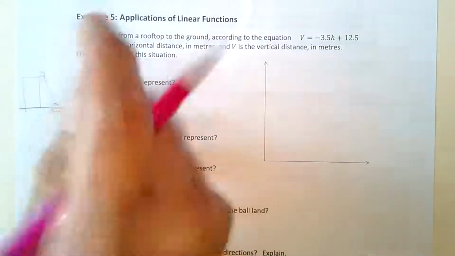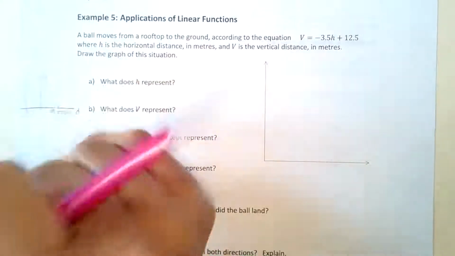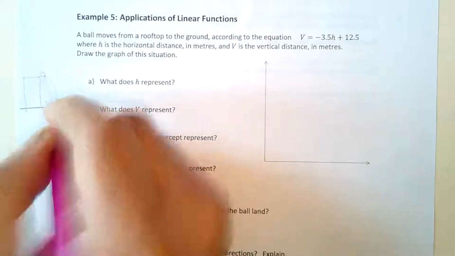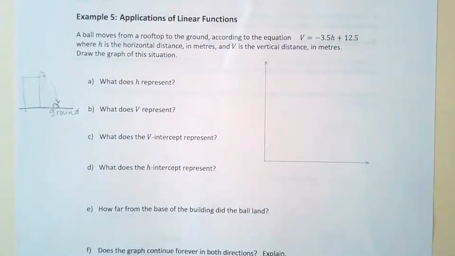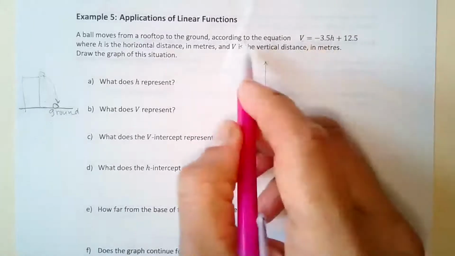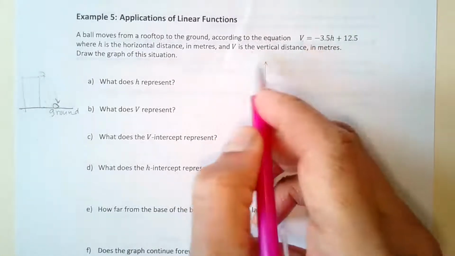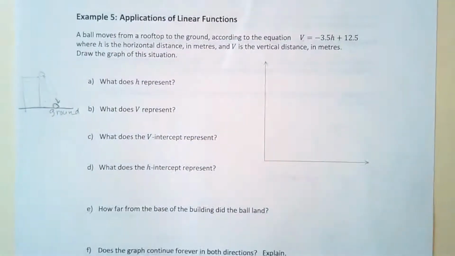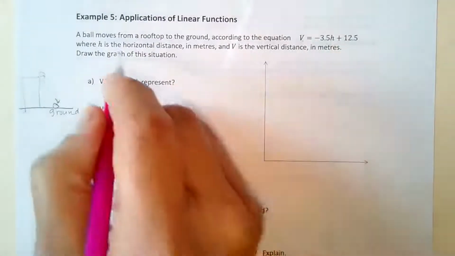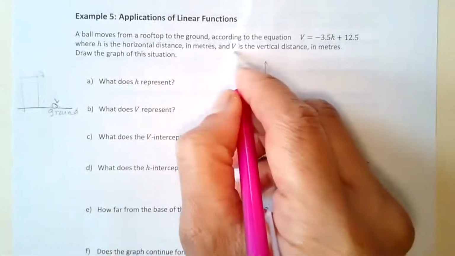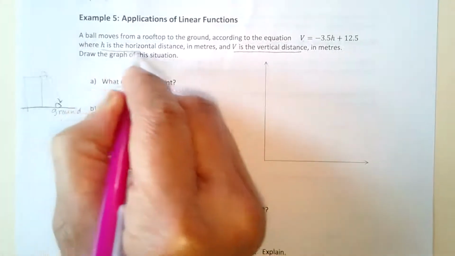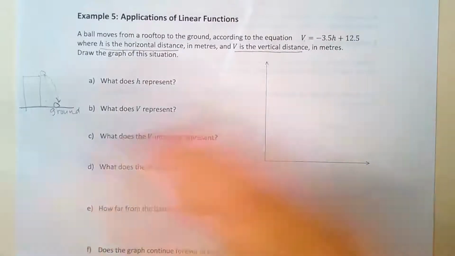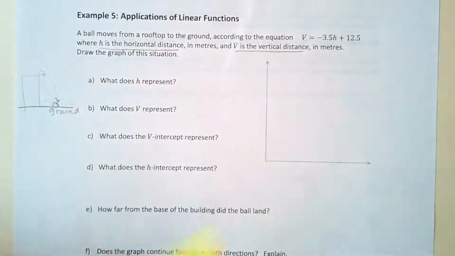Now it doesn't go in a straight line. In reality, it goes into a curve, for those of you into physics. But here is your equation. V stands for the vertical distance, which is the height of it, and H refers to the horizontal distance. So we have two things here: V, the vertical distance, and H, the horizontal distance. Okay, so look at your equation here. This is your equation, V.